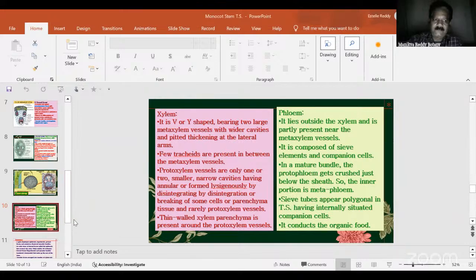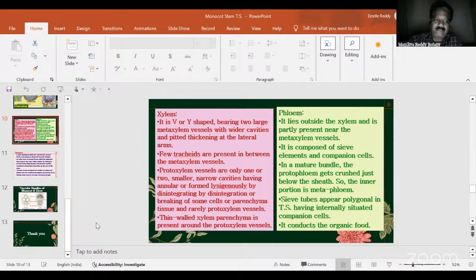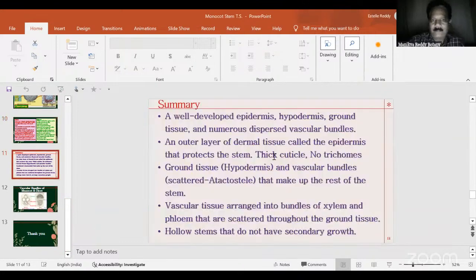It transports food materials. So this is the summary of the monocot stem. Here, as I said earlier in this class, the TS of monocot stem is having four parts. The first part is epidermis, the second is hypodermis, the third one is ground tissue, and the fourth part is vascular bundles.